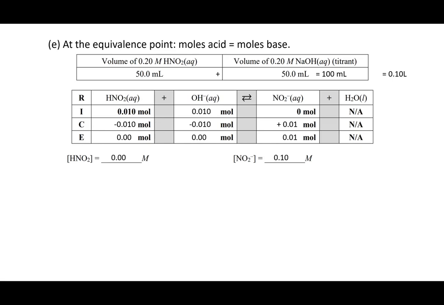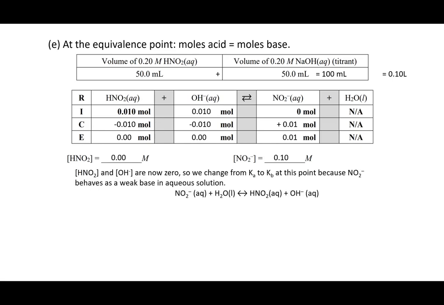So when we fill in our molarities, we have 0 moles of acid and 0.1 molar NO2 minus. But at this point, we're going to change from a Ka expression to a Kb expression. The reason we do this is because now NO2 minus behaves as a weak base. We don't have a strong base anymore. It's all used up. The only base we have is NO2 minus.